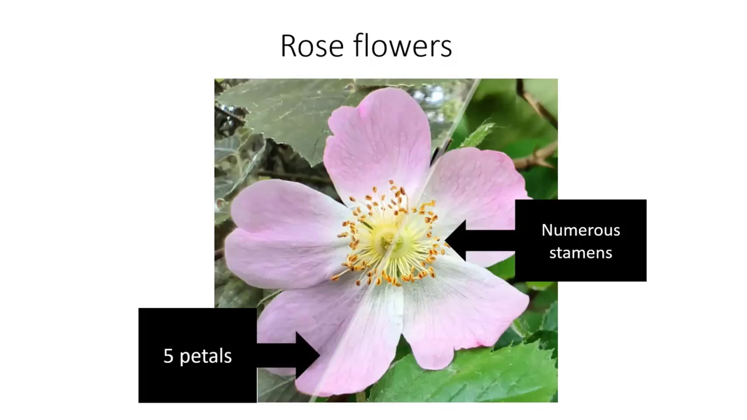The rose flower itself doesn't stand out particularly, not like the pea flower. So 5 petals, numerous stamens. It may or may not have a scent to it. Most of the time it does, but it's not, like I said, completely distinctive as the pea flower. Once you see the pea flower, you know that it's the pea flower.